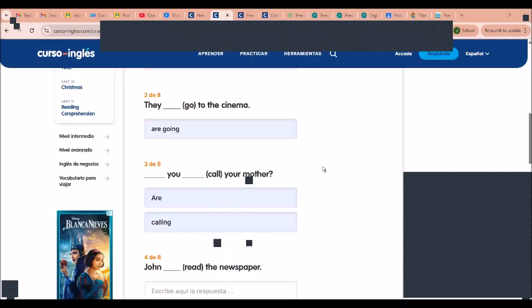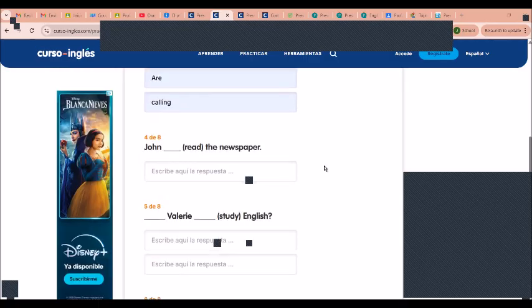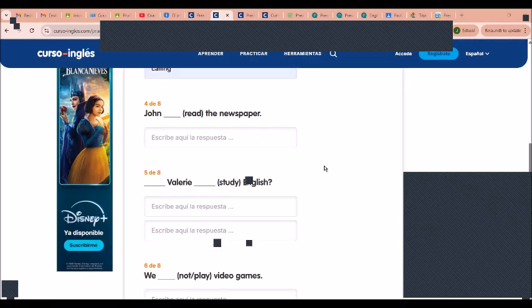Elliot, Zuriel. John is reading the newspaper. Good. All right. Let's continue with Esmeralda. Is Valerie studying English? Yes, I believe she is. She's there in this class, actually.